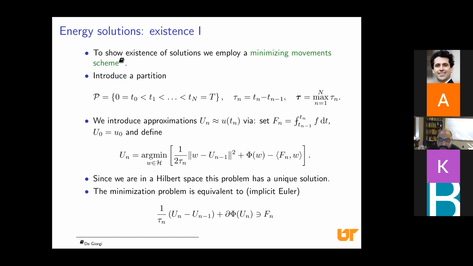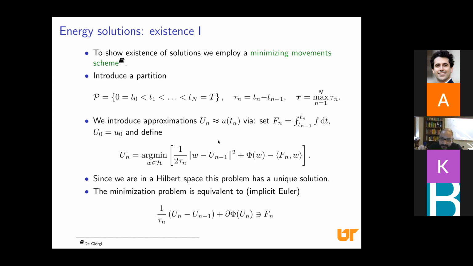And one of the ways of doing it is what, in honor of the Georgians, is called the minimizing movement scheme. So this is a somewhat constructive procedure that you can use to get existence of solutions. And the idea is the following. You're going to discretize in time. So you're going to introduce a partition of time, say with variable time step. The maximum one is going to be denoted with a bold letter. At each one of these discrete times, I'm going to introduce an approximation of the solution, this value. I'm going to call that capital U.